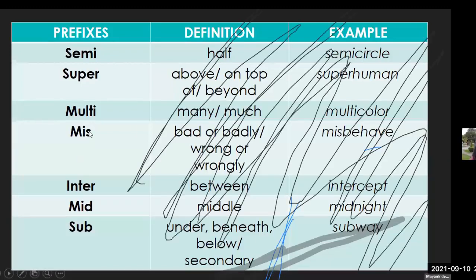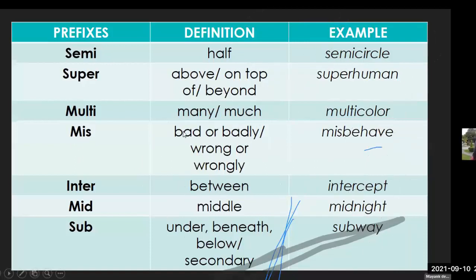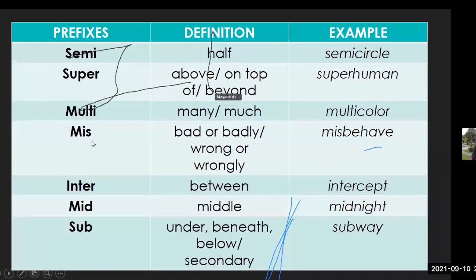The prefix mis means bad or badly, wrong or wrongly. For example, behave. Right now, some of you are behaving, thumbs up, and some of you are now misbehaving. That means you are having a bad or wrong attitude: misbehave. So that's how the word changes if you add the prefix mis.